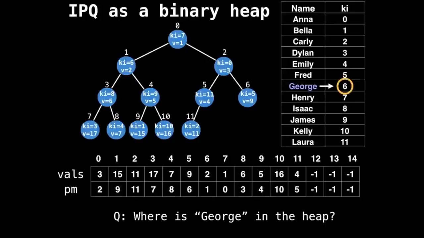Alright, so with just about every operation, the first step is to find the key index for the key we care about, which is George. Then use the key index to do a lookup inside the position map and find out the node for George, which happens to be node 1.